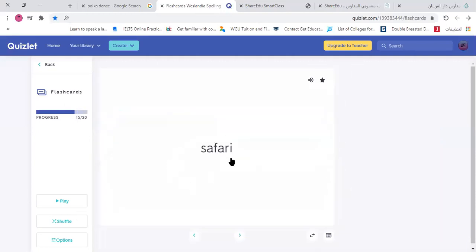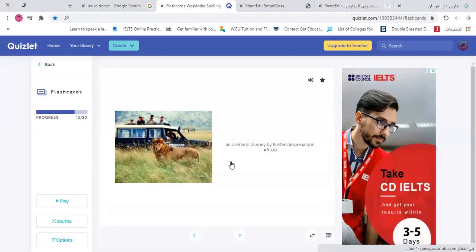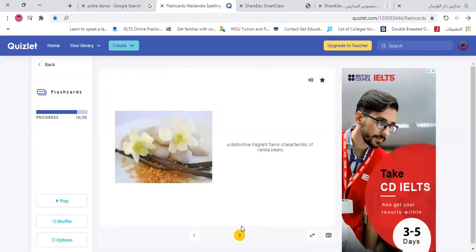And then we have safari, and the word safari comes from the Arabic origin. Safari exists in the Arabic language, and it means what? The journey that you take for the outdoors in the woods or in the forest to hunt for animals or to see animals.